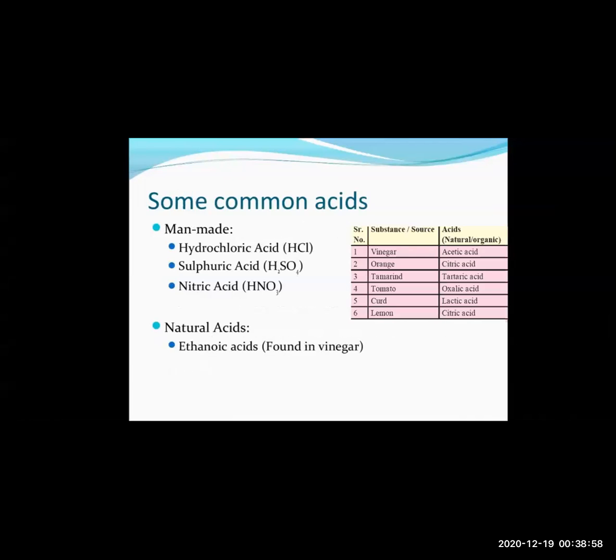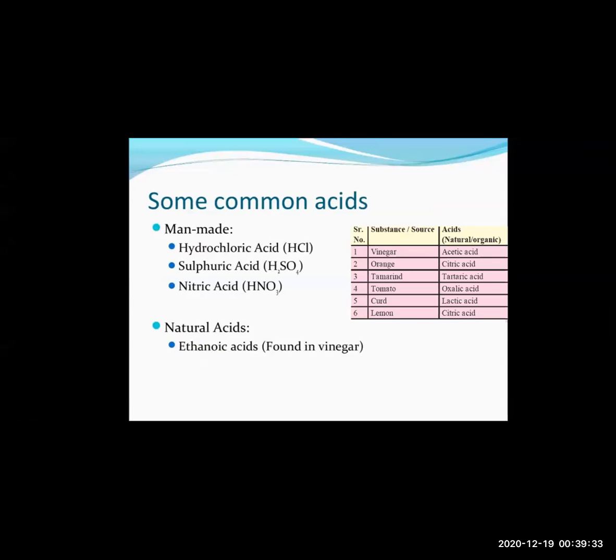There are some acids, some are man-made while some are natural acids. So here are some man-made acids, that is hydrochloric acid, sulfuric acid, nitric acid. Hydrochloric acid symbol is HCl, sulfuric acid symbol is H2SO4, and nitric acid symbol is HNO3. And here you can see there are some natural acids. You can see here vinegar, orange, turmeric, tomato, curd, lemon. These all are having different types of acids.